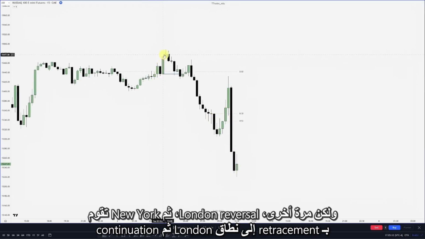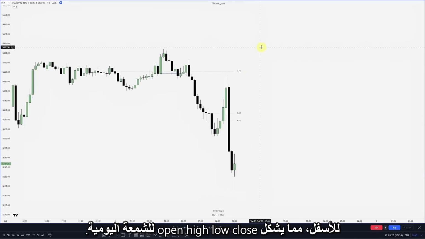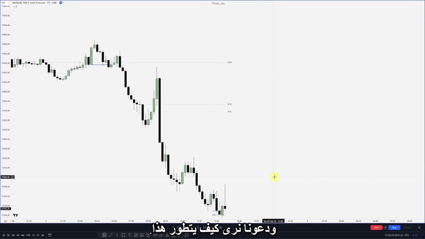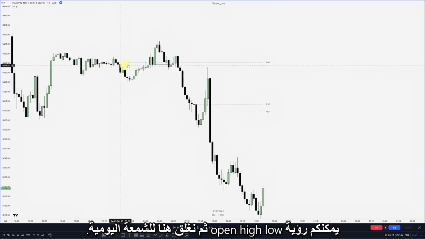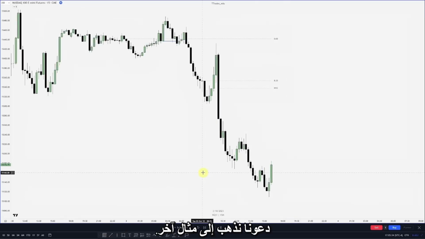So once again, London reversal, New York retraces into London's range, and continuation lower, creating the open, high, low, close of the daily candle. And let's see how this plays out. You can see open, high, low, and then we close in here for the daily candle. Let's go to another example.